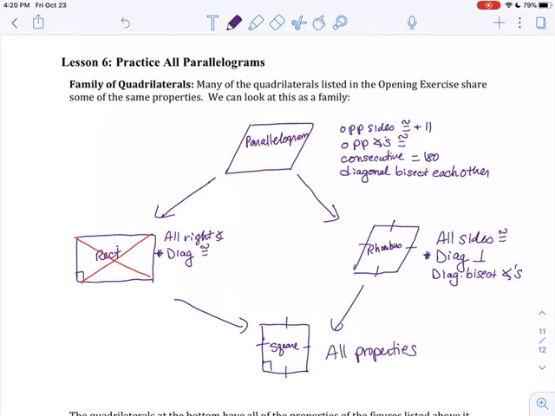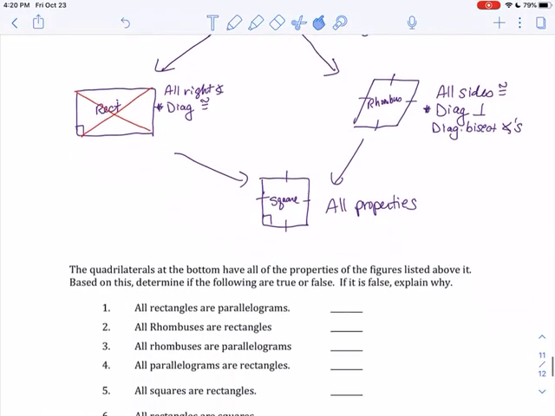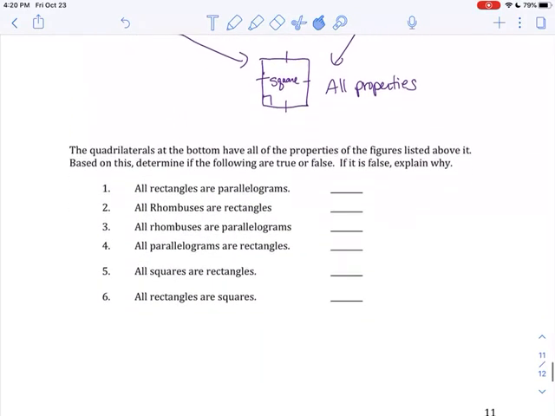So the reason that I drew it like this is the parallelogram's at the top. All of these underneath it are parallelograms. So a rectangle is a parallelogram. A parallelogram doesn't have to be a rectangle, though. It's only a rectangle if the diagonals are congruent. A rhombus is a parallelogram, but a parallelogram isn't a rhombus unless all the sides are congruent to each other. So anything below is what's true above. A square is a rectangle, but a rectangle is not a square unless all the sides are congruent.